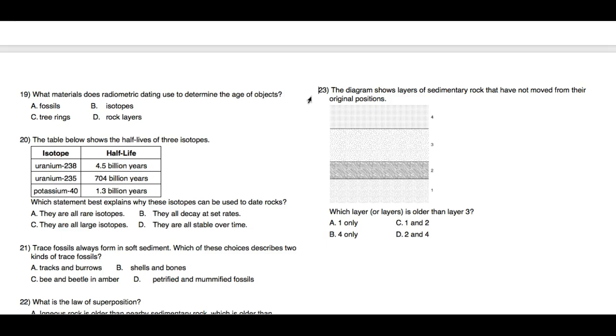Question 23. The diagram shows layers of sedimentary rock that have not moved from their original positions. Which layer or layers are older than layer 3? A. Only 1. B. Only 4. C. Layers 1 and 2. D. Layers 2 and 4.